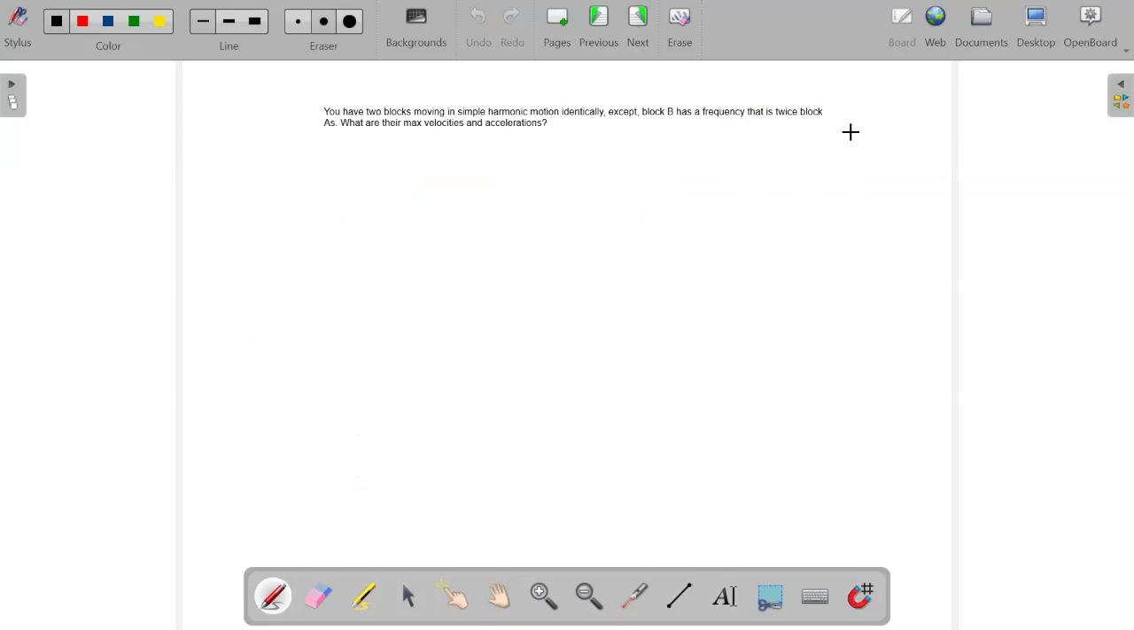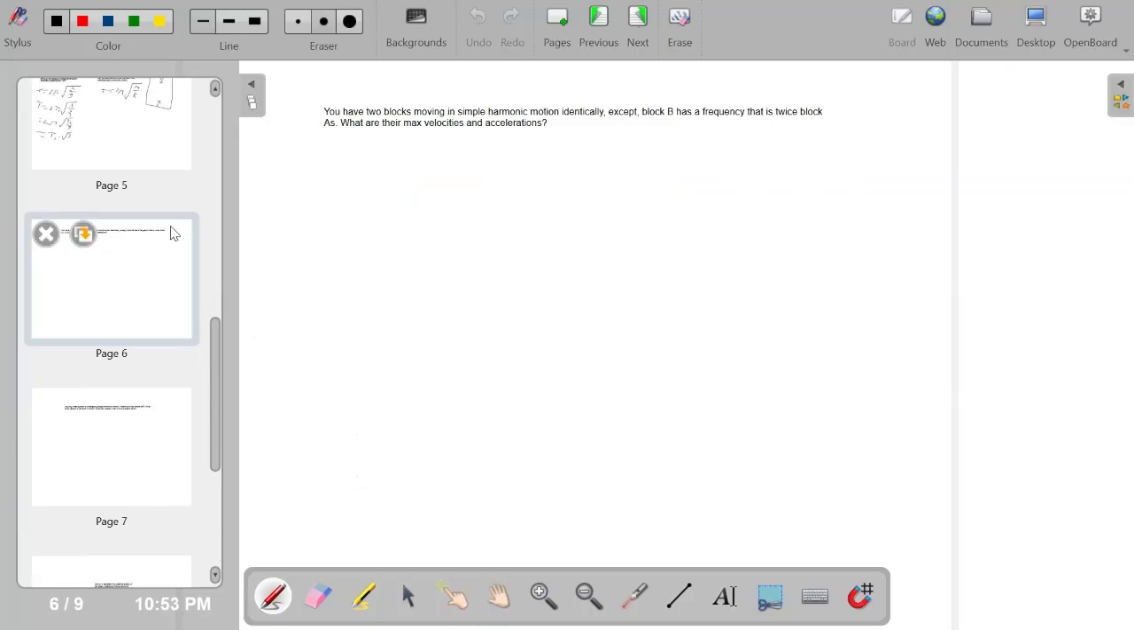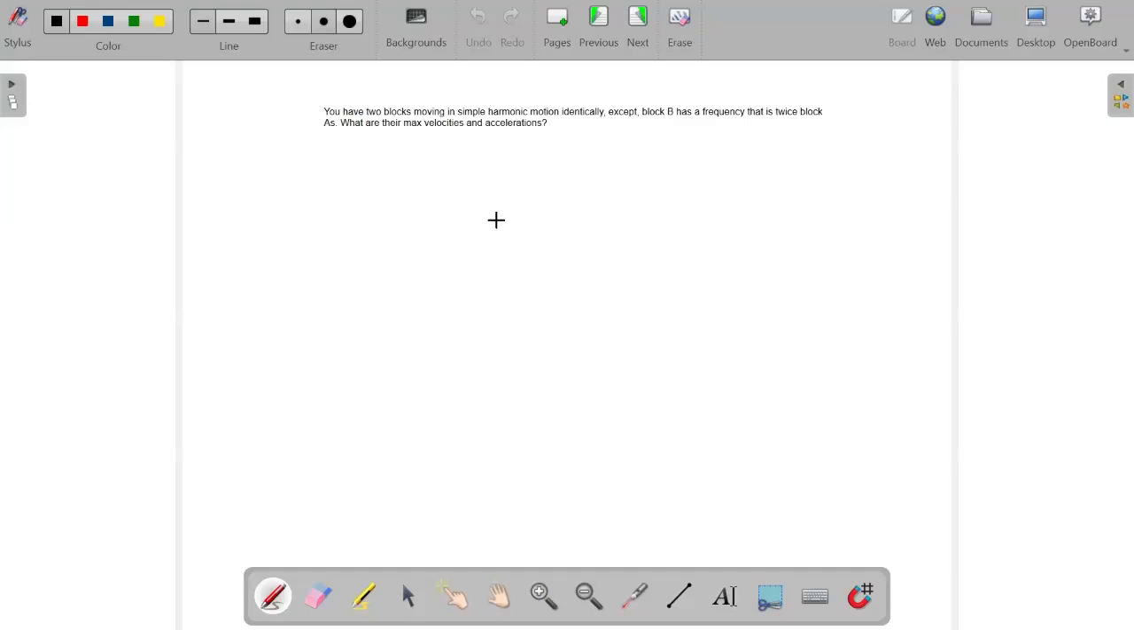Okay. Let's see how many we're going through. Number 6 out of 9. Okay. You have two blocks moving in simple harmonic motion identically, except block B has a frequency that's twice block A's. What are their max velocities and accelerations?